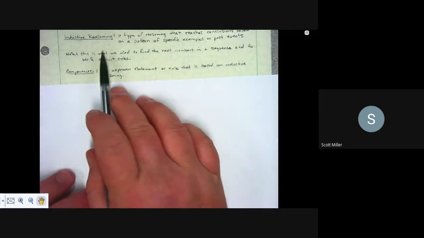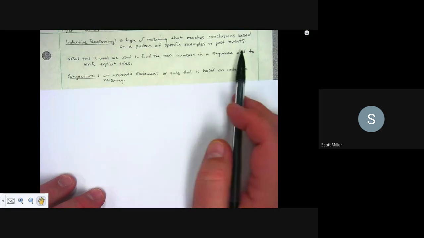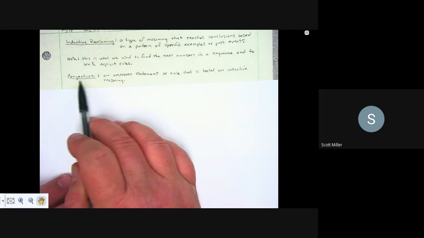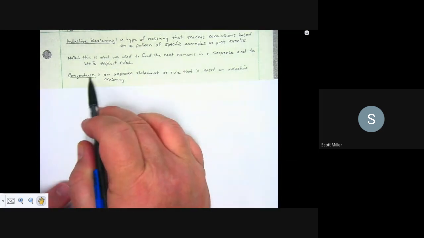A conjecture is an unproven statement or rule that is based on inductive reasoning. So, inductive reasoning is when we found the next numbers in a sequence, and when you found the explicit rule, that was your conjecture. Now, it was a rule that worked for the numbers we had. In mathematics, you have to prove it would have worked for every single number in the entire sequence, and that requires a little bit more advanced mathematical training. So that's why you were doing an unproven rule.